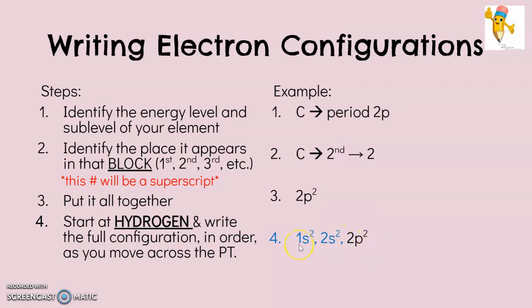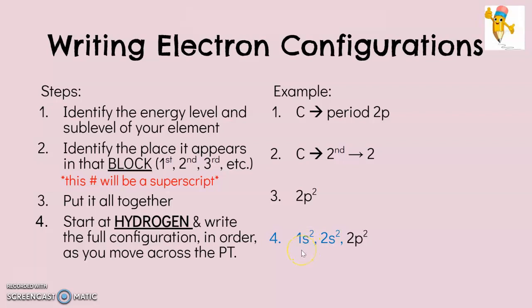So the first number is the period, except unless there's transition metals, because remember, 3d is actually in the fourth period. So when you're doing transitions, we just got to be cognizant of that. So first number is the period. Second number is the block the element is in. And then the third number is the position.